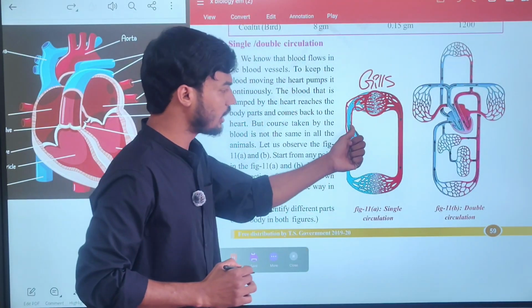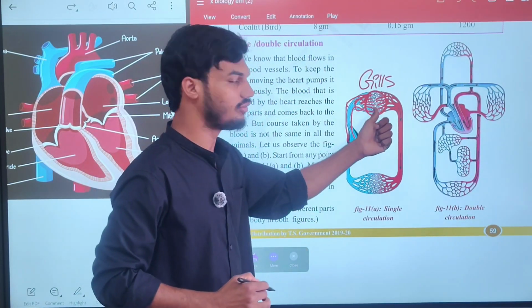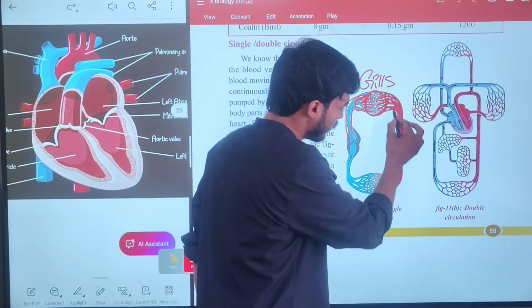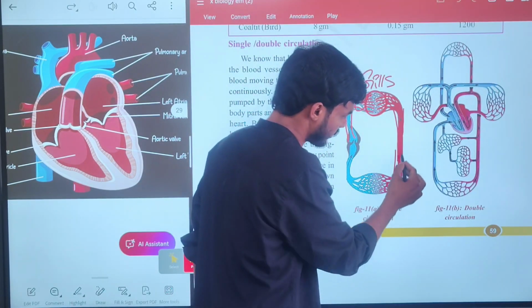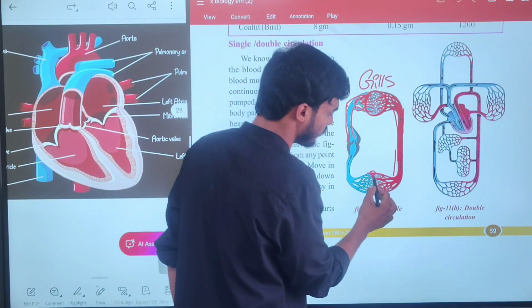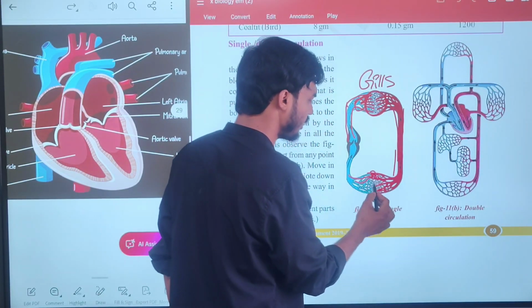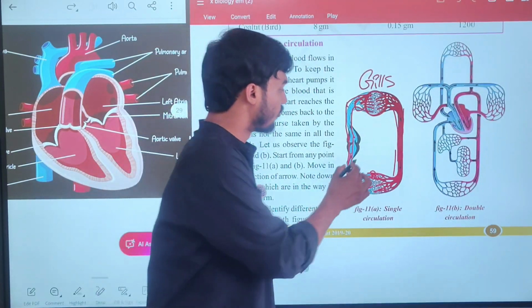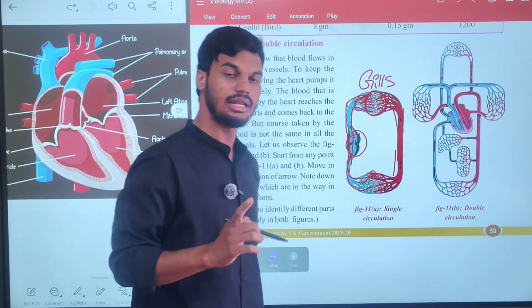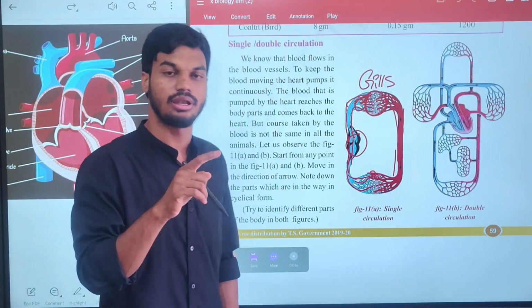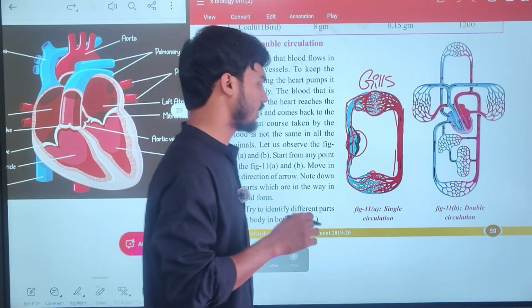Through the gills, the deoxygenated blood will be converted into oxygenated blood, and the oxygenated blood will travel to the entire body surface and body parts. Again into the tissues and everything, the oxygenated blood will enter, and the deoxygenated blood will again come to the heart. So from one complete circulation, the blood is entering the heart only one time. That is known as single circulation.